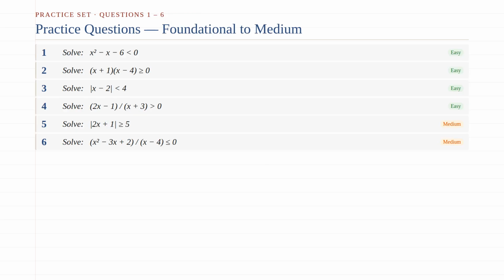Now the real learning begins through practice. Here are the first 6 questions. Questions 1 through 4 are foundational quadratic, absolute value, and rational inequalities. Questions 5 and 6 are of medium difficulty. Use the methods we have discussed: factorize, find critical points, draw the number line, test signs, write the interval.